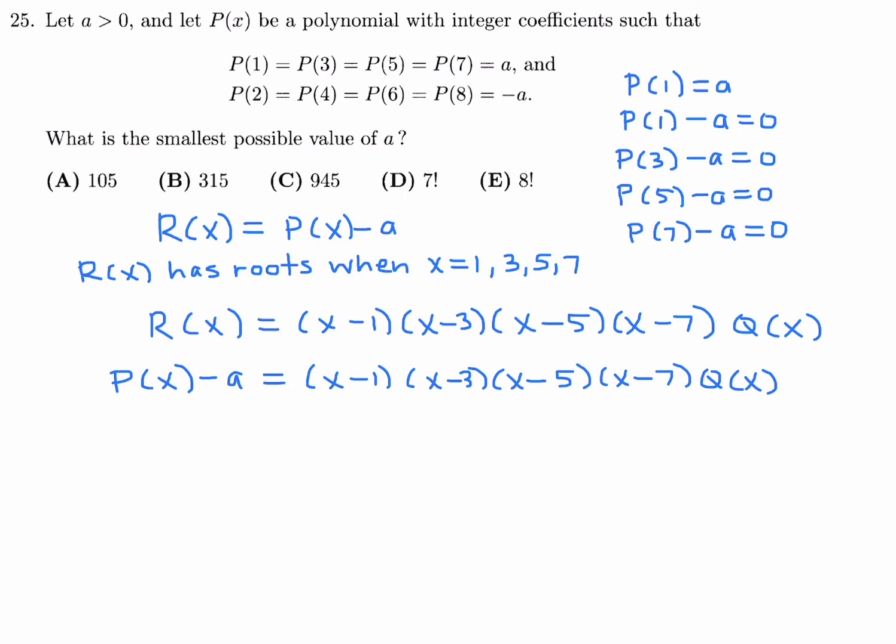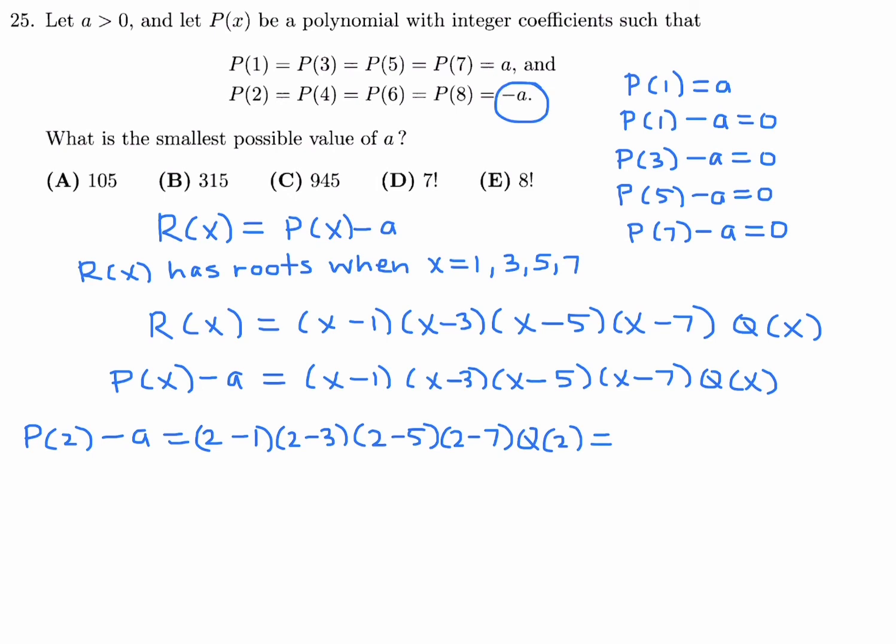Okay, now we're going to have some fun. Now is where we substitute these guys: P at 2, P at 4, 6, and 8. So when we do, we will get some interesting results. First, let's do P at 2. If we substitute 2 for x, we get P at 2 minus a is equal to 2 minus 1 times 2 minus 3 times 2 minus 5 times 2 minus 7. And then we have q at 2. And that is equal to minus a. Correct? So we have minus a.